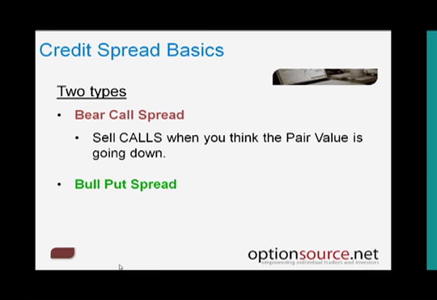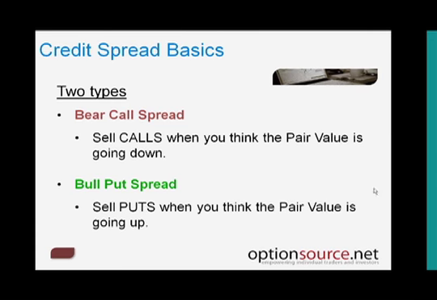The second type is, of course, a bull put spread. So the idea is that we're going to be selling puts if we believe that the pair value is going to ultimately go up or stay above the put options that we've looked to take advantage of.